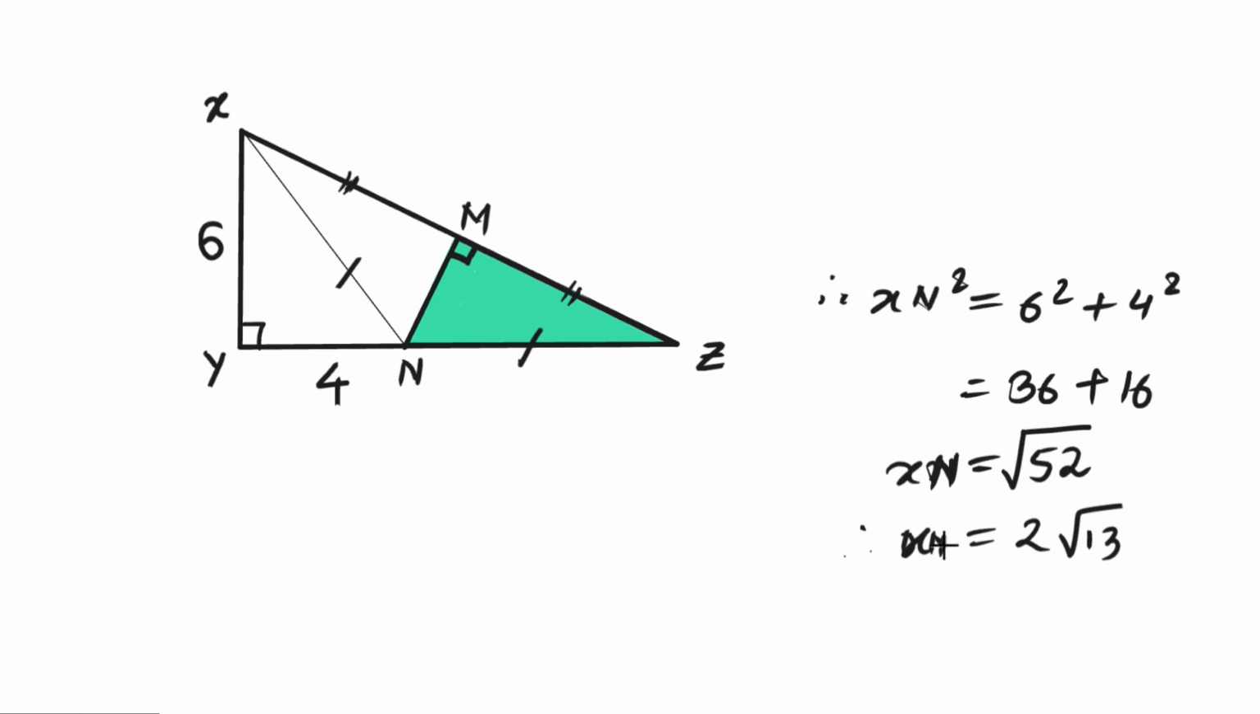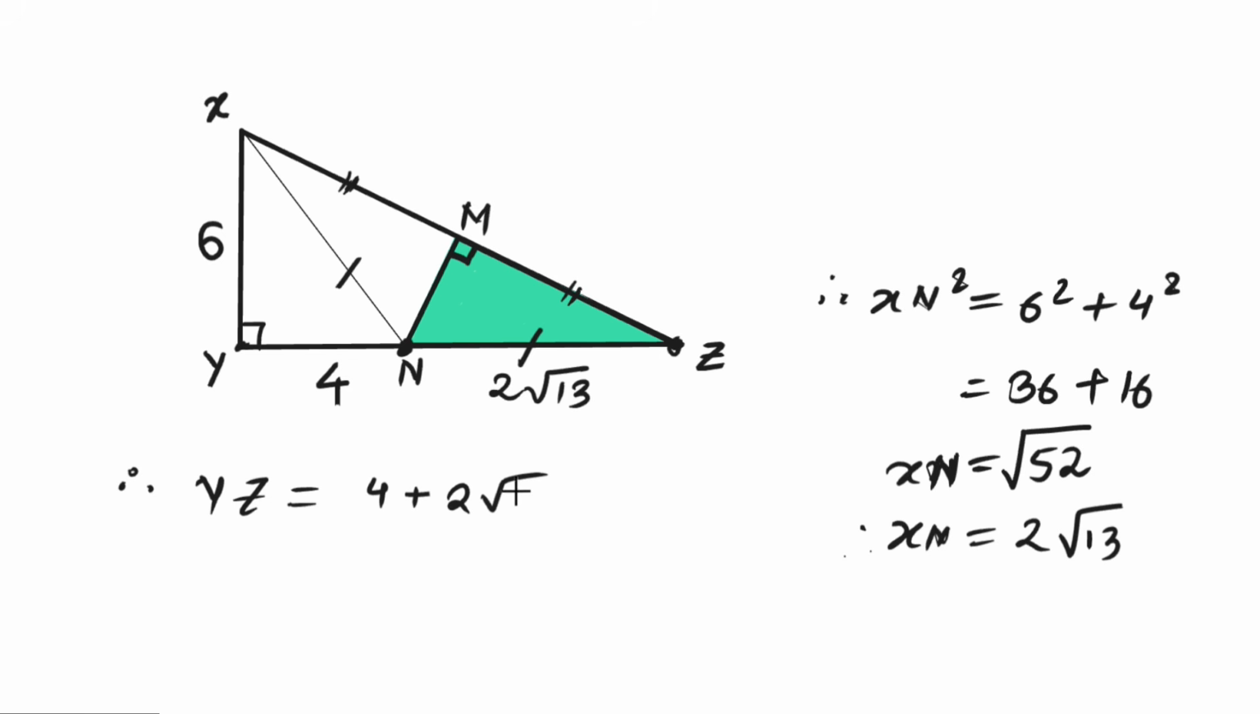We already found that XN equals 2 times the square root of 13, so NZ is also 2 times the square root of 13. Now let's return to the large right triangle XYZ. Its vertical side is 6 units, and its base consists of 2 parts. The first part is YN, which is 4 units, and the second part is NZ, which is 2 times the square root of 13. Therefore, YZ equals 4 plus 2 times the square root of 13.